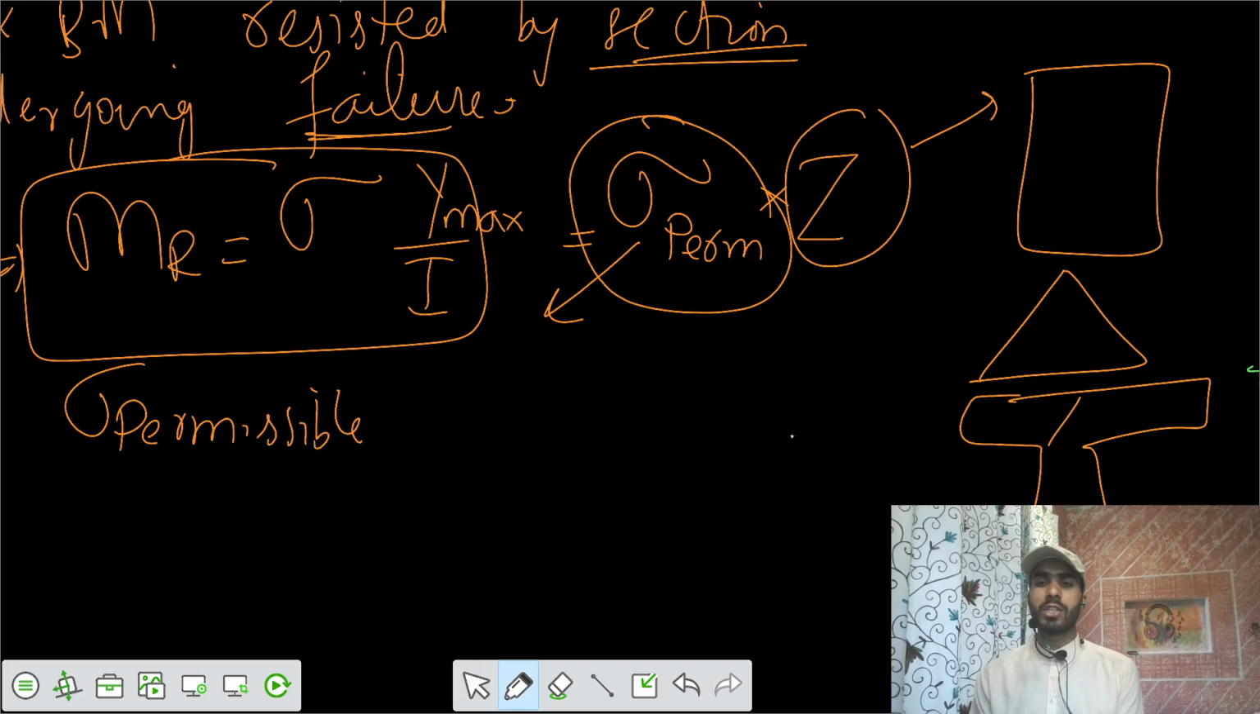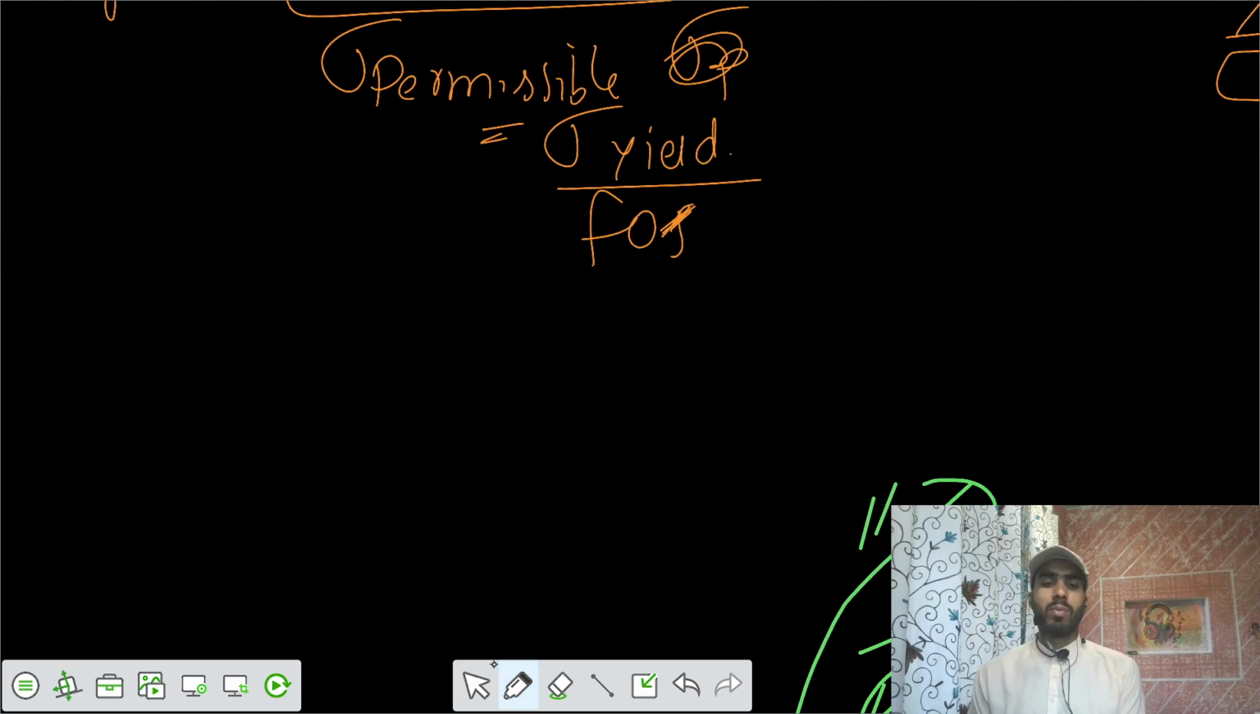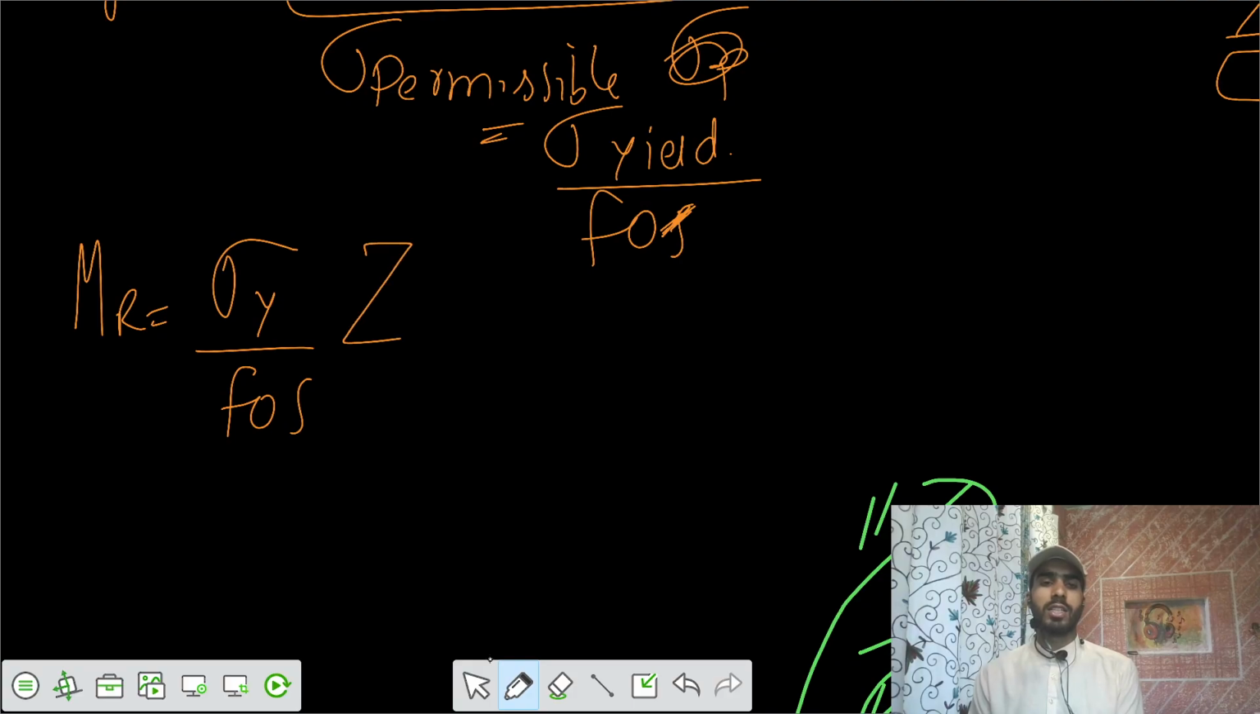If the section was different but the material was the same, say you have steel sections, then your permissible stress is the same. Sigma permissible equals the yield stress divided by some factor of safety. We don't want to go beyond the yield stress, so we keep the stresses below it. So your moment of resistance equals sigma permissible, that is sigma yield by factor of safety, times Z, the section modulus.